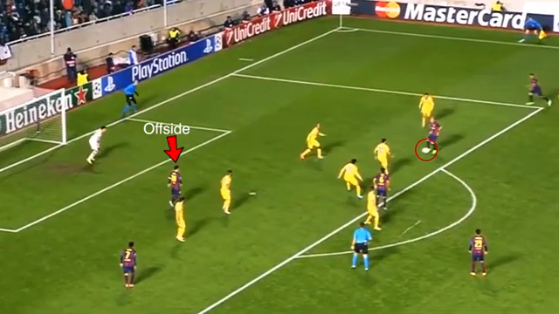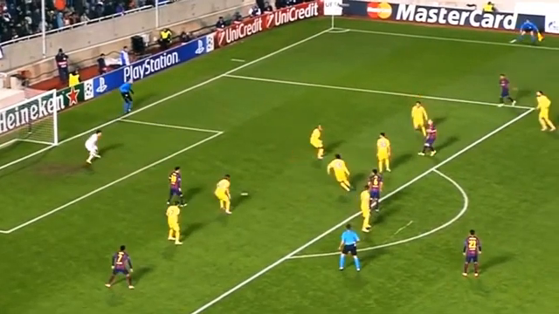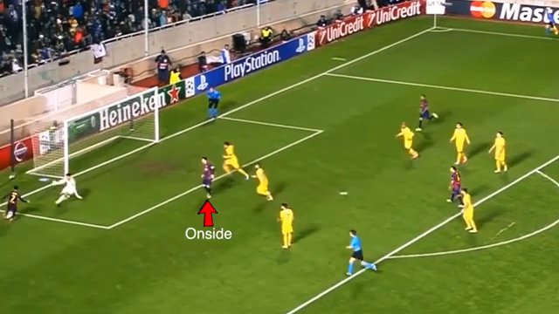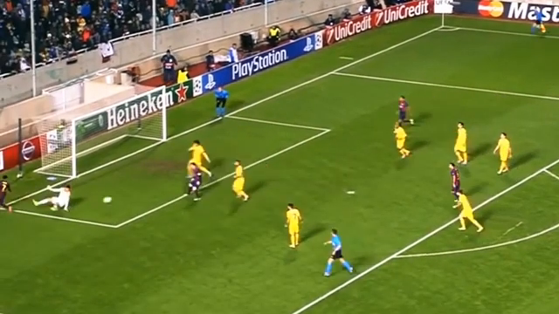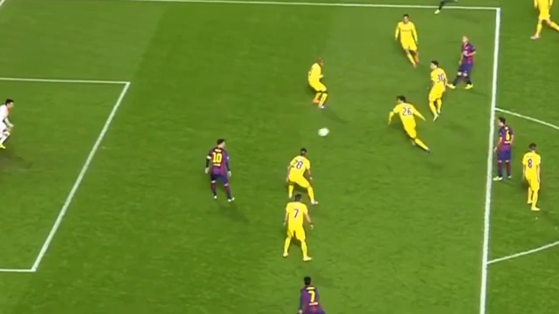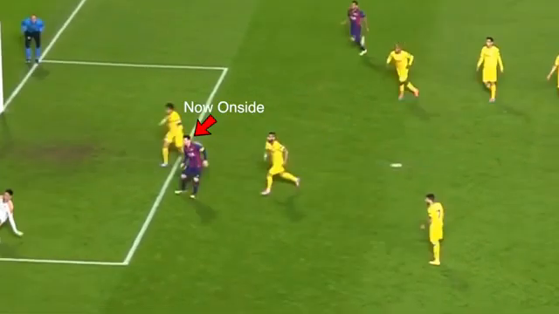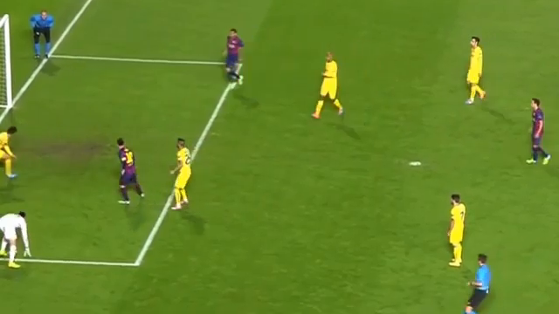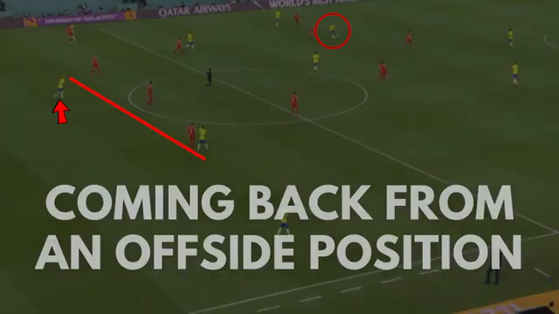So to summarise, if you are in an offside position when the ball is played, but you do not make an attempt to go for the ball or impact the defenders around you, and then you get back to an onside position, providing the ball is played by another player before you touch it, you will not be called offside. That leads us nicely into the next element, which is coming back from an offside position.